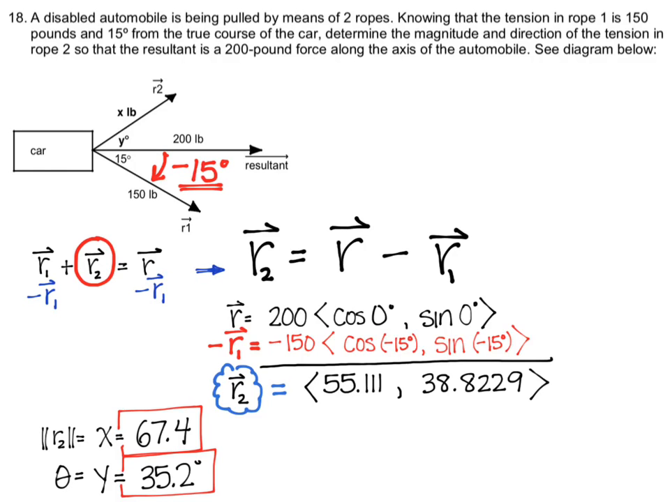I need to find its magnitude, and so we've got the formulas for magnitude. Square the A, square the B, add them together, take the square root, and you get 67.4. To find the angle, since both the A and the B are positive, I know this is in quadrant 1, so you simply take the arctangent of the B over the A, and when I do that, my calculator tells me that the angle is 35.2.